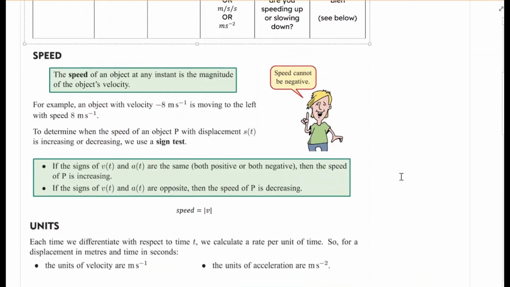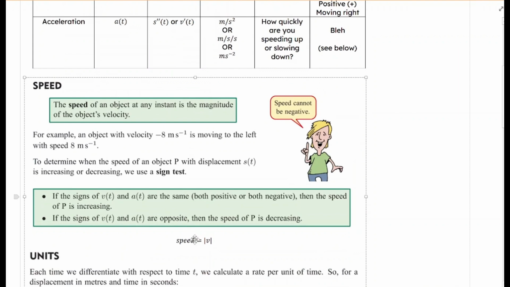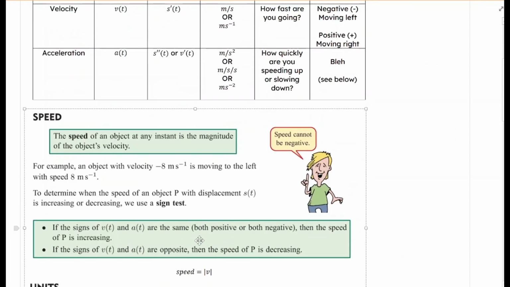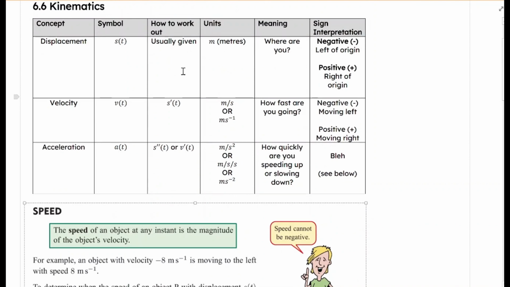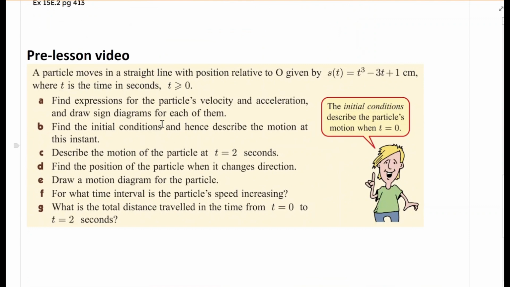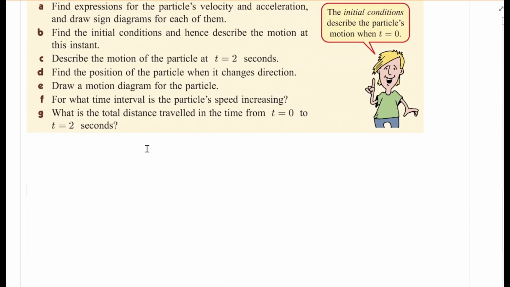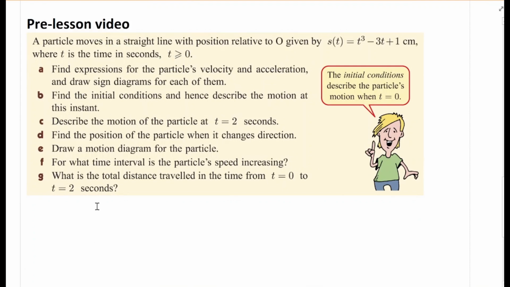But speed is something worth mentioning as well. It's just the actual speed. So essentially you take the velocity, and if it's negative, you make it positive. And in general, with the signs, negative usually means left and positive usually means right. Or if you're dealing with up-down problems, positive usually means up and negative means down. You then have this common language. So there's a huge bit of info there, but basically most of the questions just look like this. So we'll work through some examples.